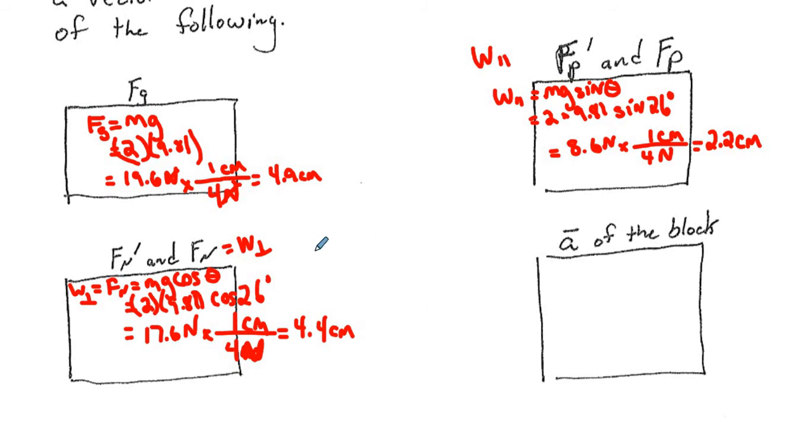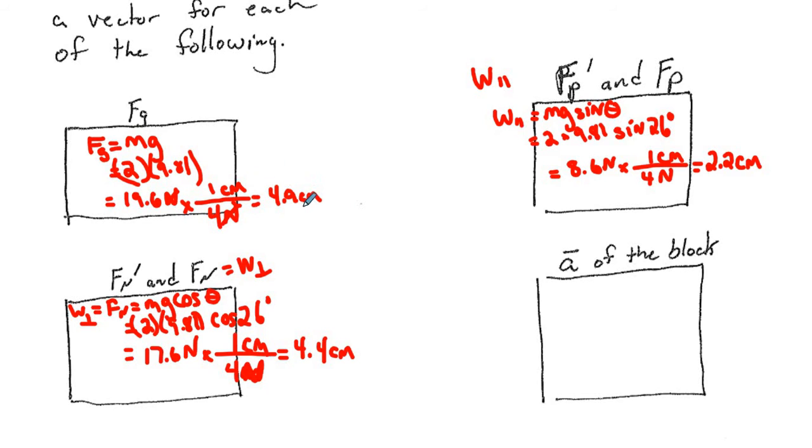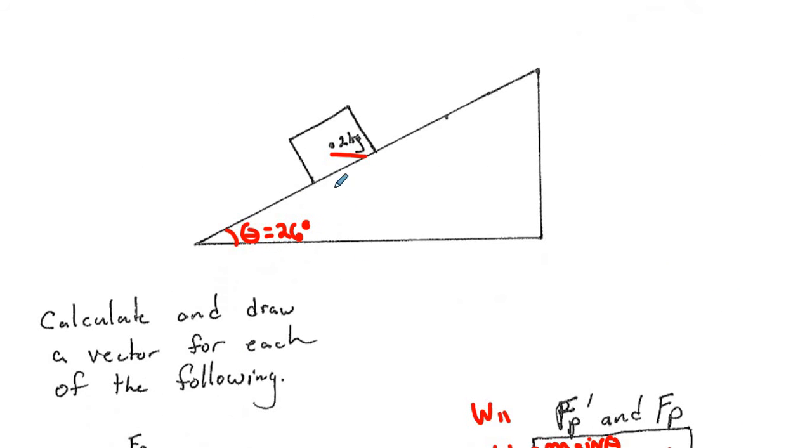Now I need to draw a 4.9 centimeter arrow straight down. That is my force of gravity. And then I need to have a 4.4 centimeter arrow that is perpendicular to the ramp. So please make sure this is completely perpendicular. Mine doesn't look very perpendicular.